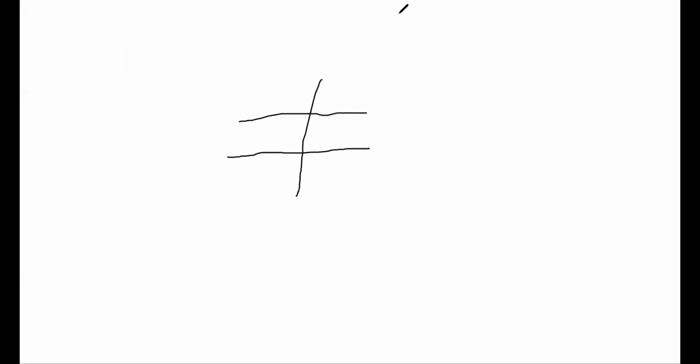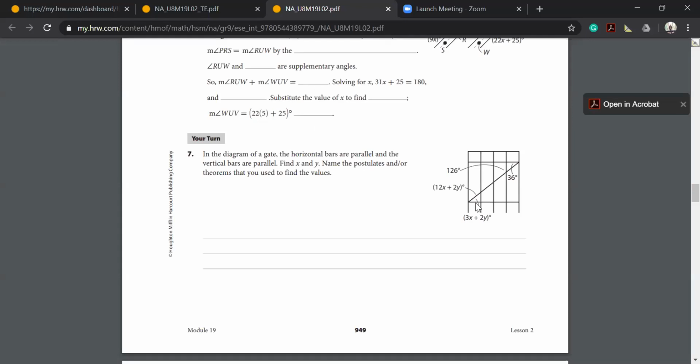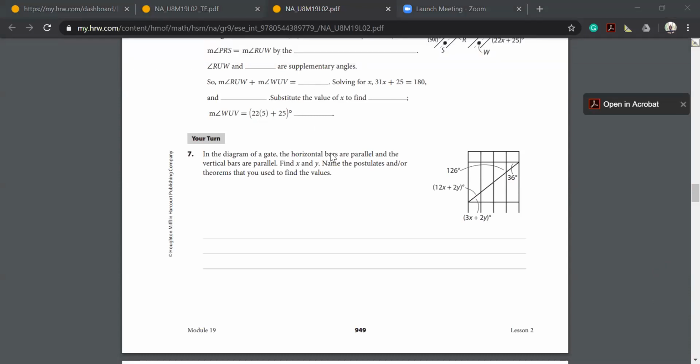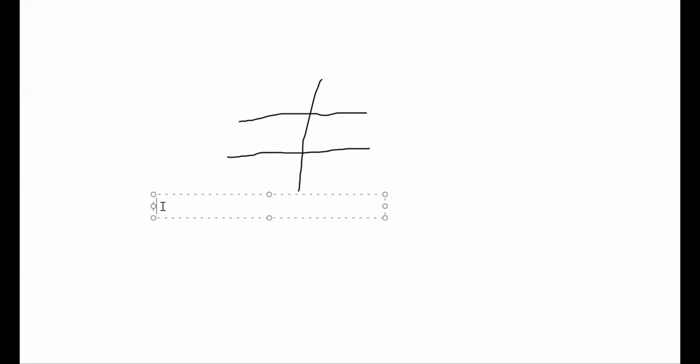In the book, these 2 angles in the corner, the 36 and the 3x plus 2y, both of them are in the corners. They create the letter Z. So actually they are alternate interior angles by the theorem. So using alternate interior, I can say that 3x plus 2y is equal to 36, right? This will be my first equation that I know: 3x plus 2y is equal to 36.